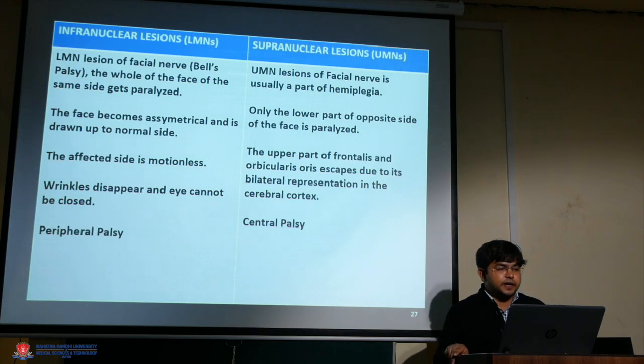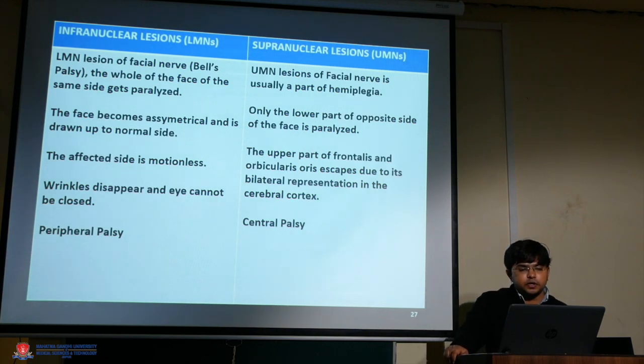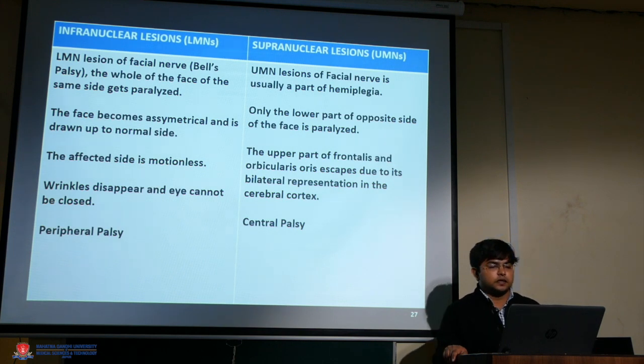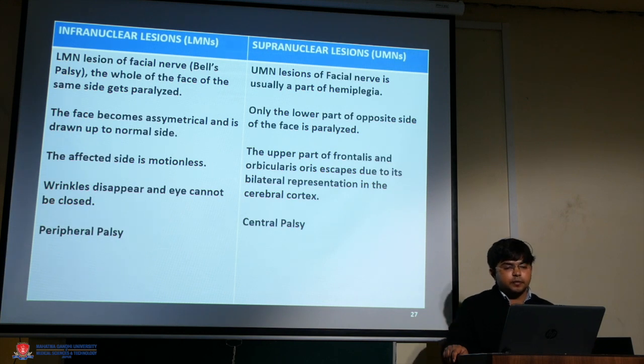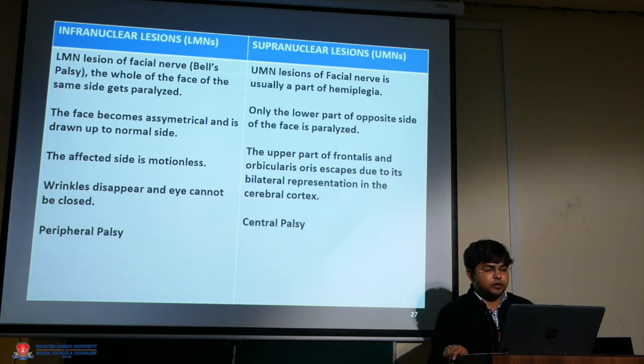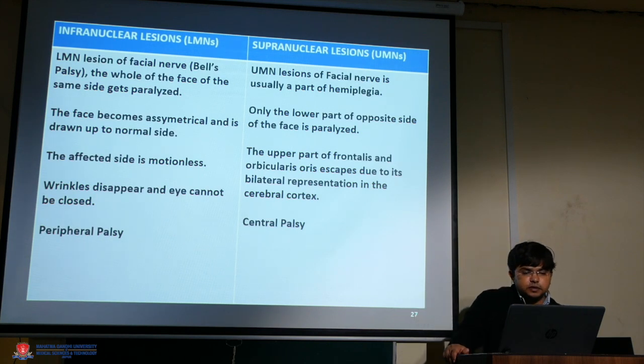Facial palsy is further divided into lower motor neuron and upper motor neuron types. In a lower motor neuron lesion of the facial nerve, also known as Bell's palsy, the whole of the face on the same side is paralyzed. In an upper motor neuron lesion, the facial nerve lesion is usually a part of hemiplegia. In the lower motor neuron type, the face becomes asymmetrical and is drawn up to the normal side. In the upper motor neuron type, only the lower part of the opposite side of the face is paralyzed. In the lower motor neuron type, the affected side is motionless.